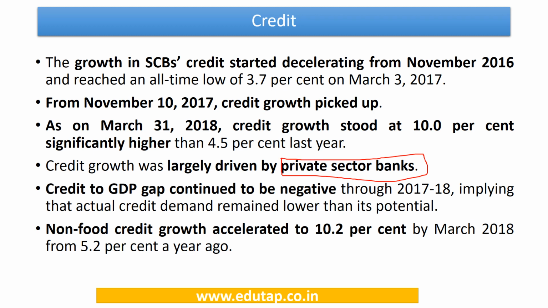And if we look at the credit to GDP gap, this gap measures the credit to GDP ratio against its long-term, its normal trend. If we compare this, it was negative. So it meant the credit demand in the economy was lower than the potential, than the long-term trend. So this was something to worry about. And the non-food credit growth accelerated to 10.2% by March 2018 from 5.2% a year ago.